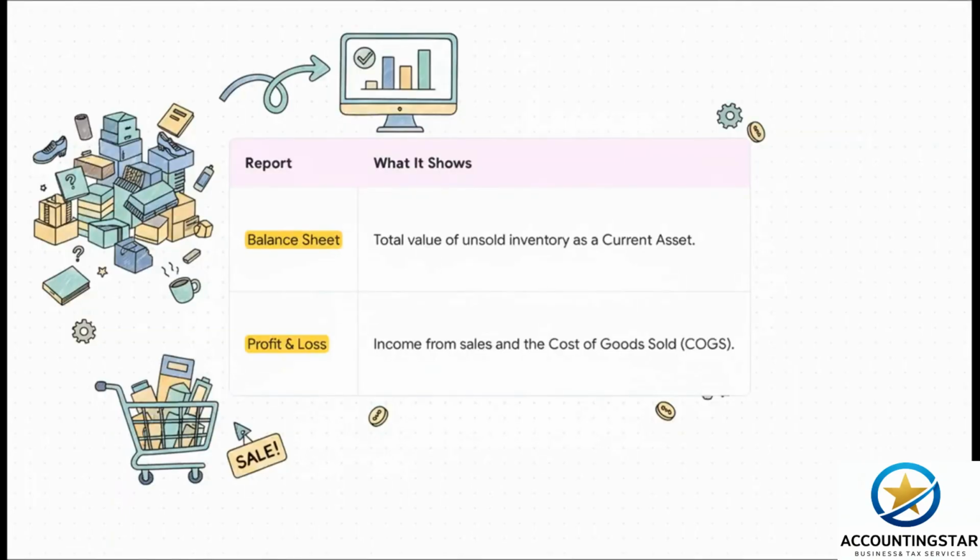But this slide, this is where it all comes together on your most important financial statements. On your balance sheet, that inventory asset account we talked about earlier shows up as a current asset. It's literally the value of all the stuff you have sitting on your shelves. Then, on your profit and loss report, you see both sides of the story. The income you made from your sales, and right underneath, the cost of goods sold, which tells you exactly what it cost you to make those sales.